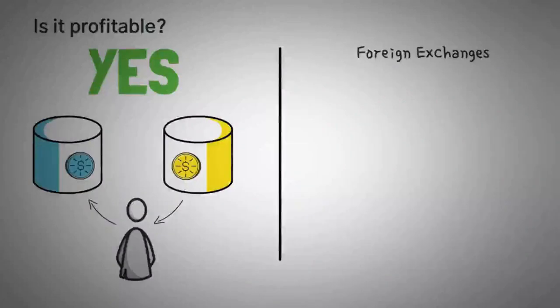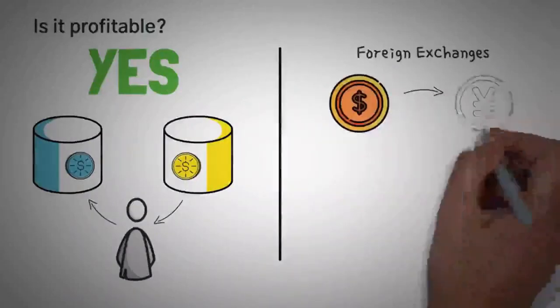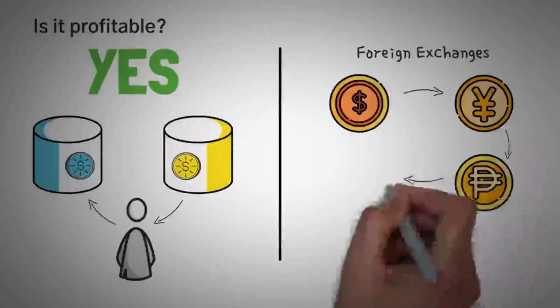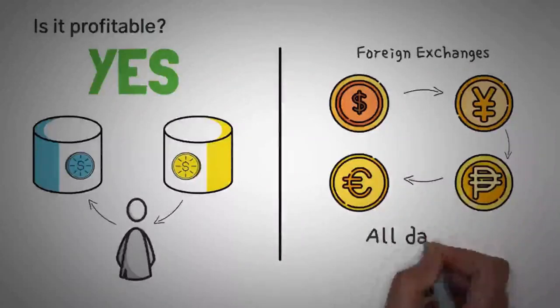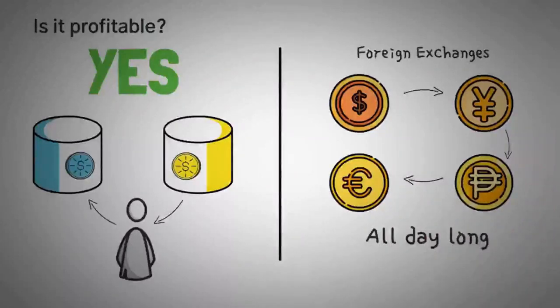People are making money to this day by trading the United States dollar to the yen, to the peso, back to the euro, and all day long they are earning small margins with large sums of capital because there are small price differences across the world.